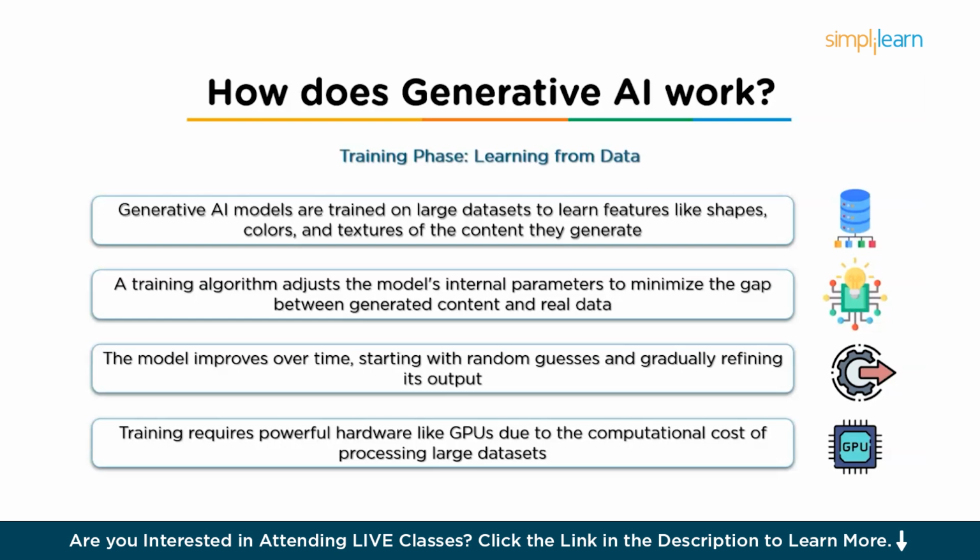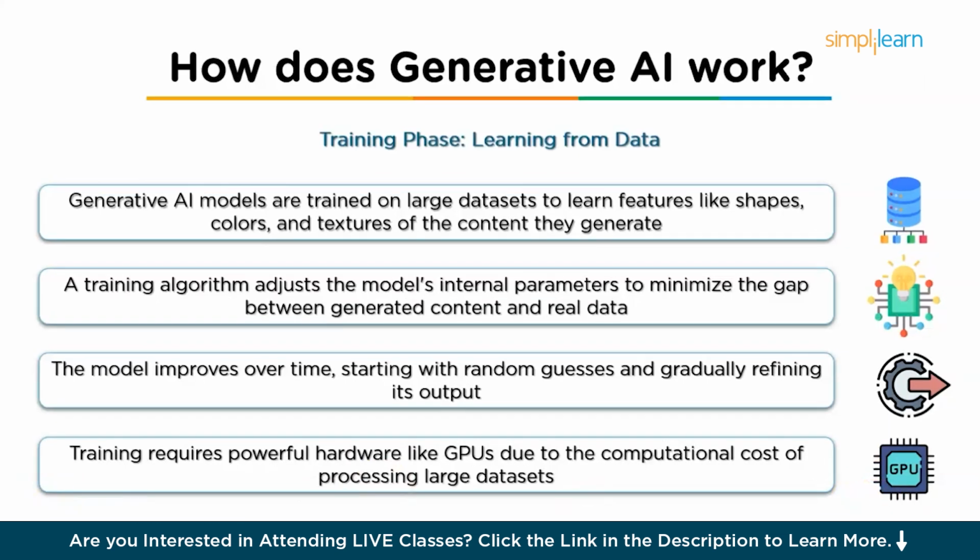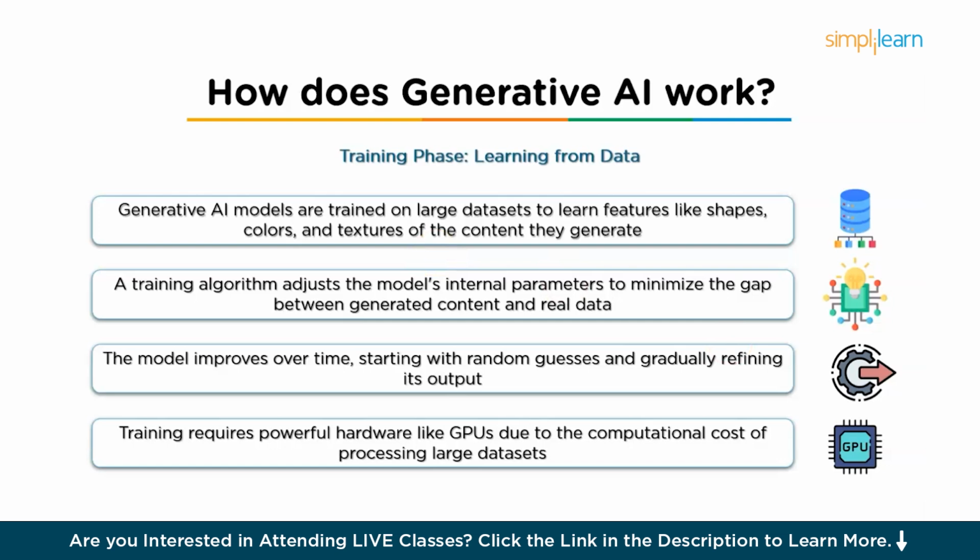So this process involves a training algorithm, which adjusts the model's internal parameters to minimize the difference between the generated content and the real data. So essentially, the model starts by making random guesses and gradually improves over time as it learns more about the data it's been trained on. The process of training can be computationally expensive, often requiring powerful hardware like GPUs to process large datasets quickly.